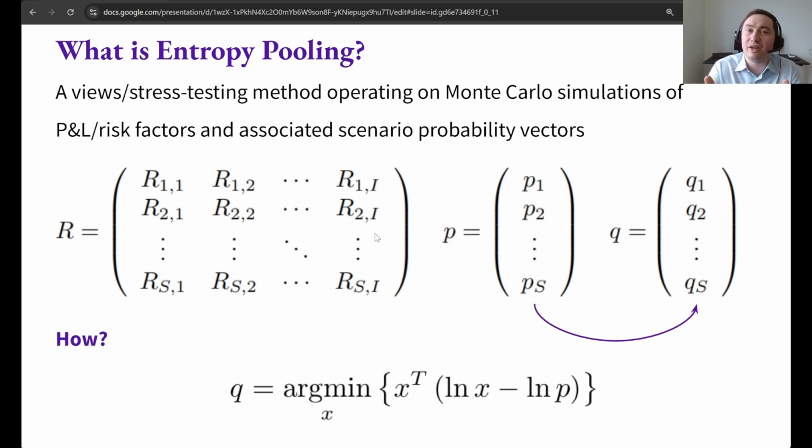So this is a very nice nuance of entropy pooling, where we implement predictive views and stress testing when we use it in this way. This is what makes it incredibly powerful, besides being able to work on fully general distributions.